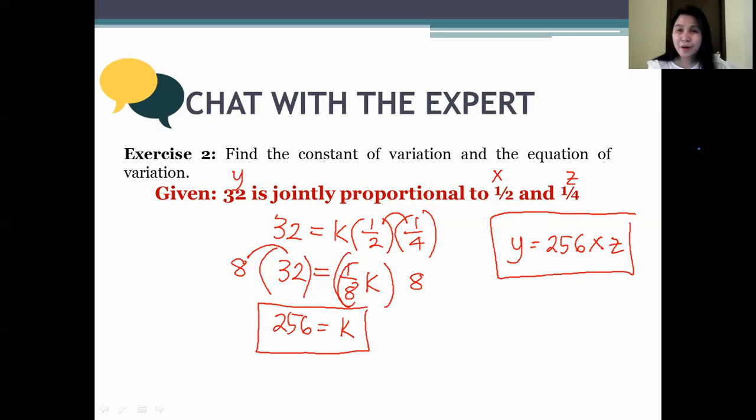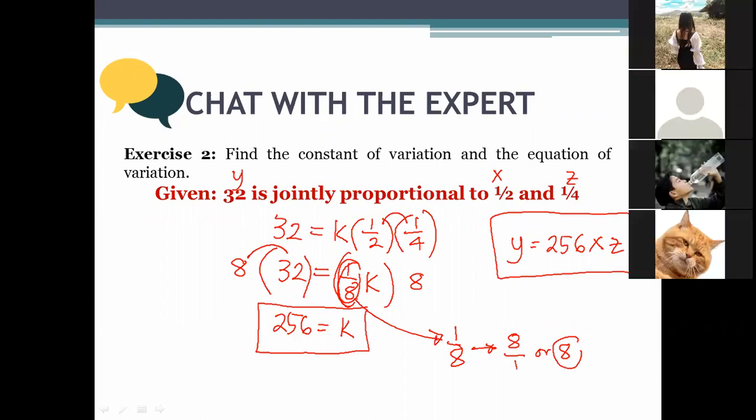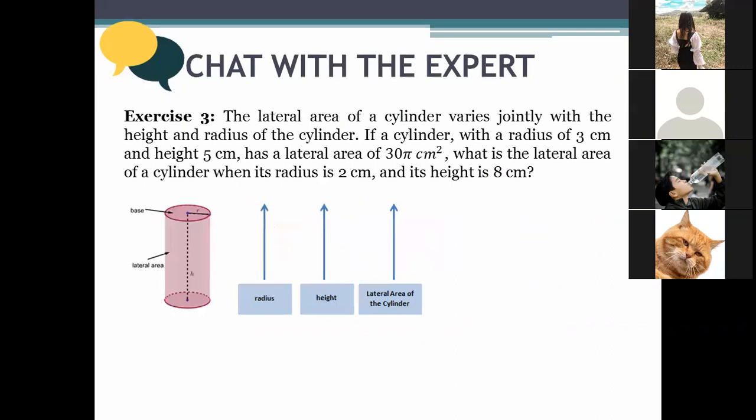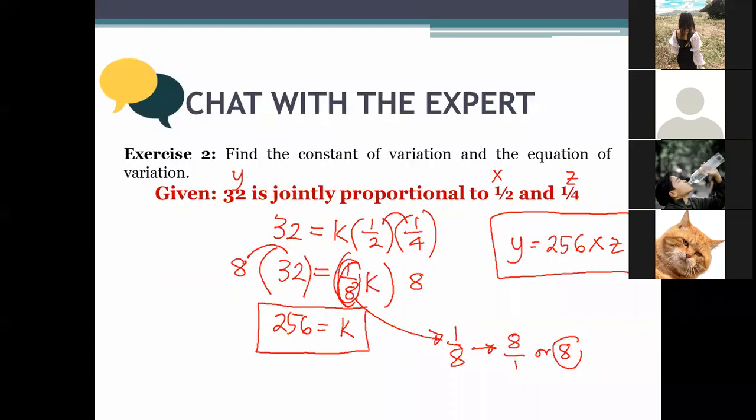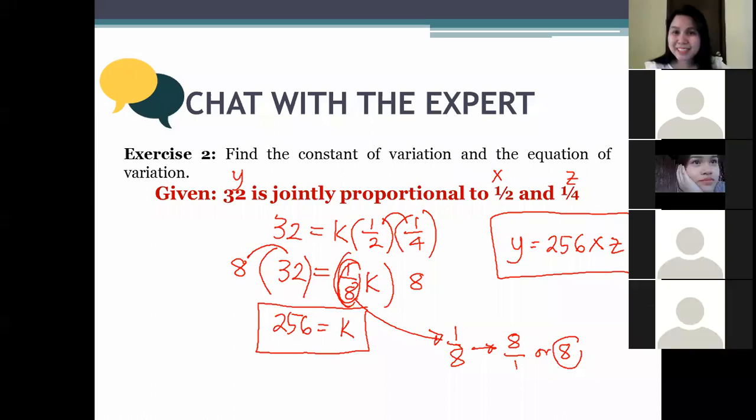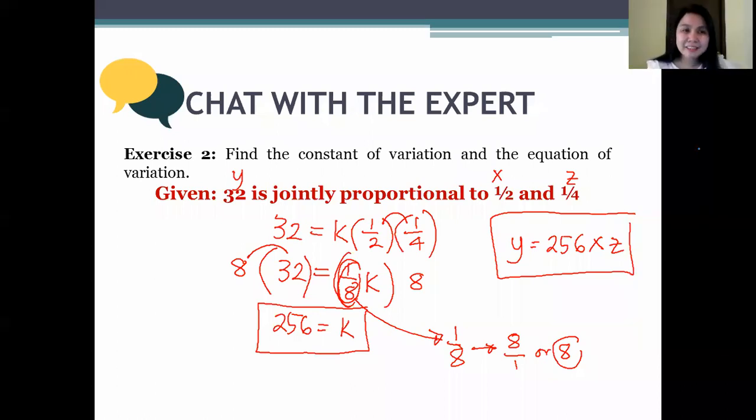Any questions? Or give me a thumbs up if you understood. Yes, how did there become an 8? Oh, because remember, how will you eliminate 1/8? You need to multiply it by its reciprocal. And the reciprocal of 1/8 is 8/1 or 8. So you multiply both sides by 8. Okay, thank you. Others? Or give me a thumbs up if you're ready to go to our problem solving. Very good. Now, let's go to our, yes, Prince.